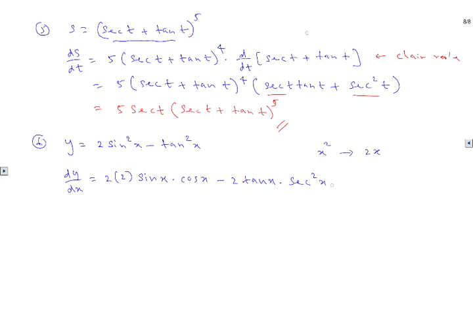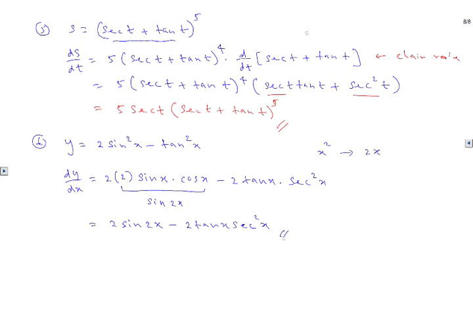Okay. We can simplify this. I can't do much here, but you can combine these because 2 sine x cosine x is simply equal to sine 2x. So that is a trigonometric formula. So that means it becomes 2 sine 2x minus 2 tan x secant squared x. So that's the answer.